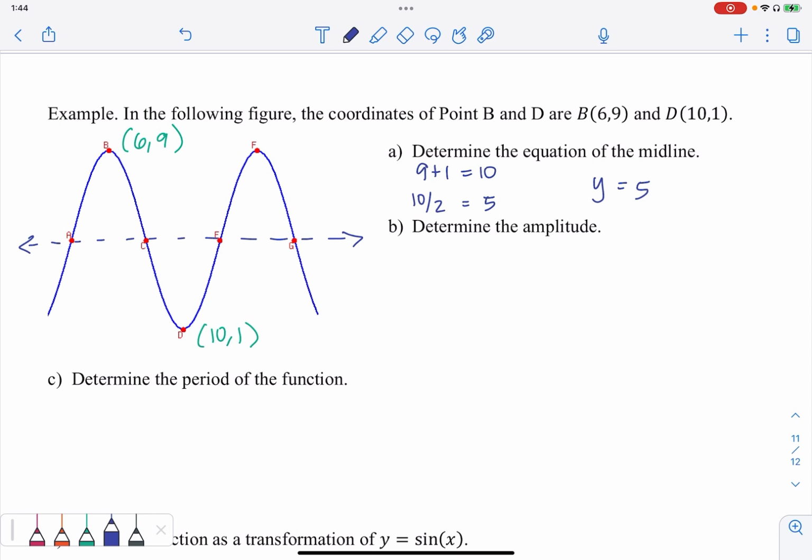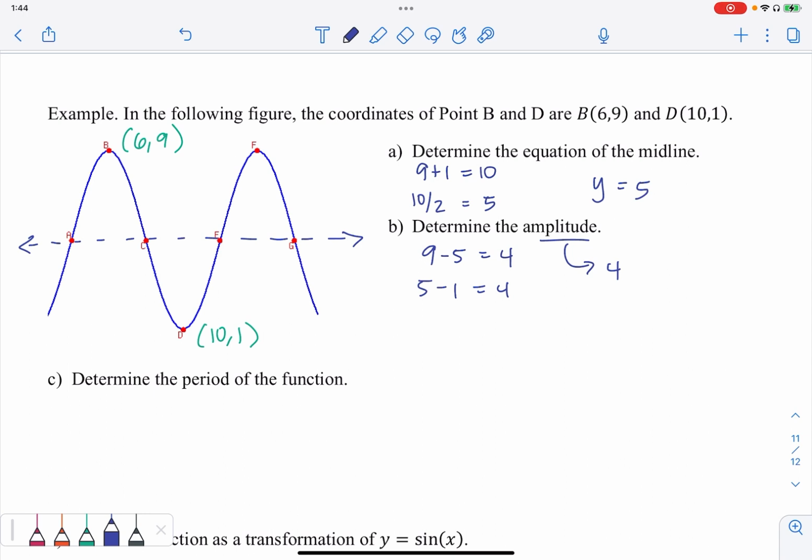What is the amplitude? Well, how far is 9 away from 5? It is 4, right? How far is 5 away from 1? 4. Okay, so we have determined that the amplitude is 4. What is the period of the function?